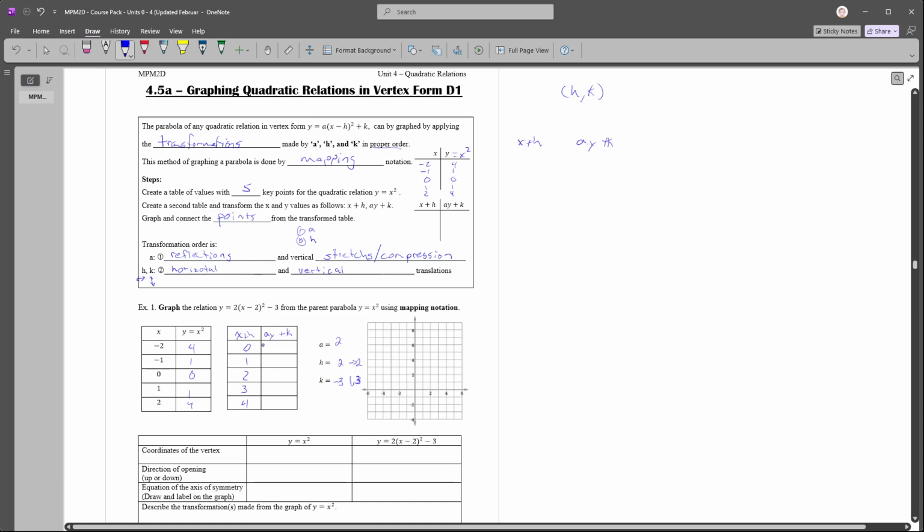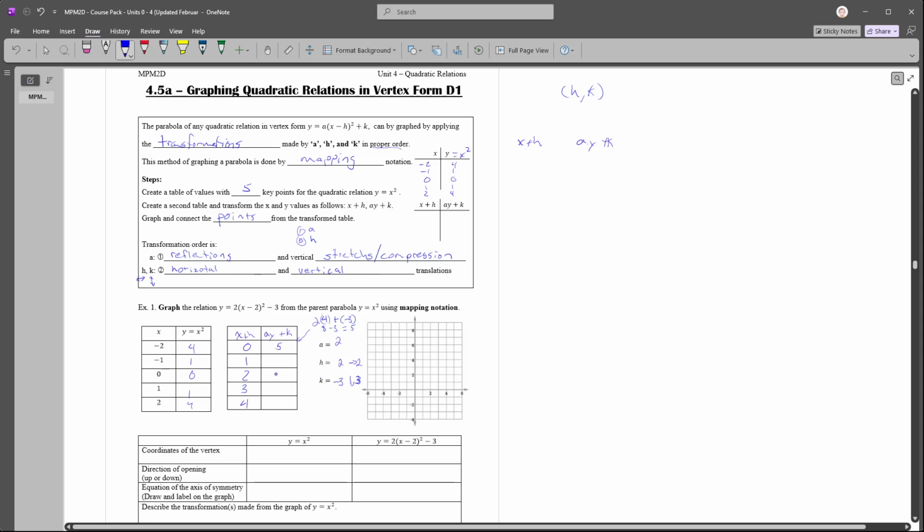Now for our y components, we're going to take the original value, which is a 4, and we're going to multiply it by a. Okay. So I'll write it out, the first one, so you can see what's happening here. Our original value, which is a 4, we multiply that by a, which is a 2. And then we're going to add on to that k, which is a -3. So 2 times 4, that's 8 minus 3, which gives us 5. And that's where that comes from.